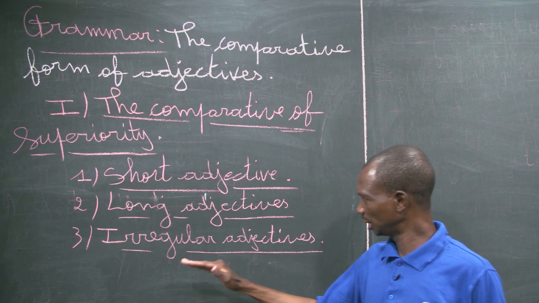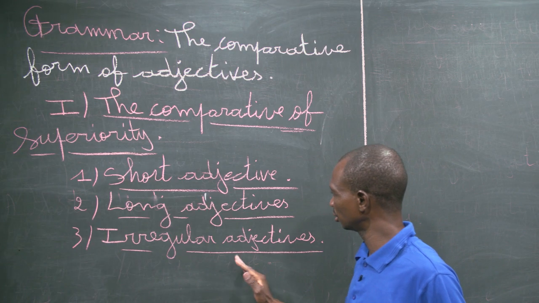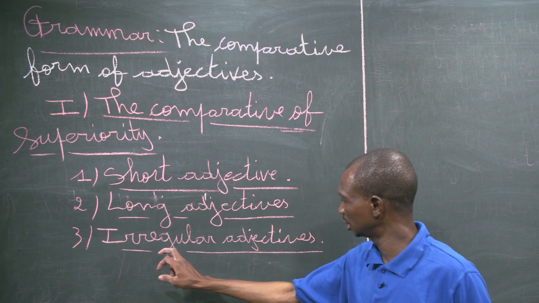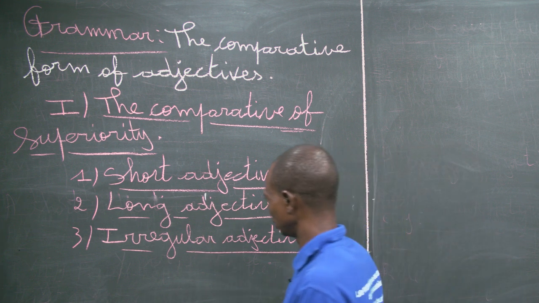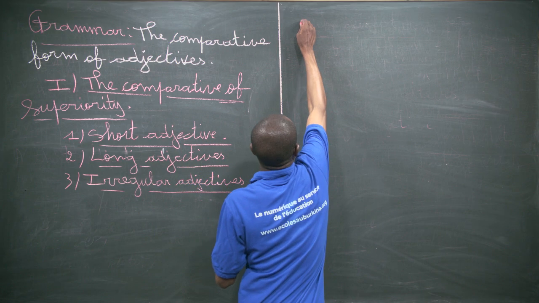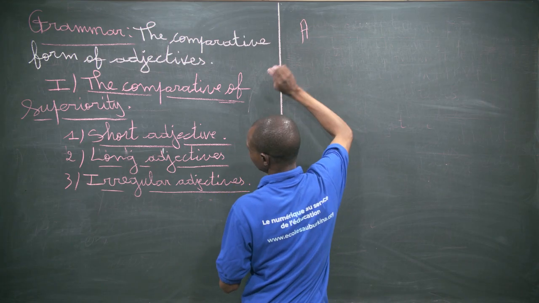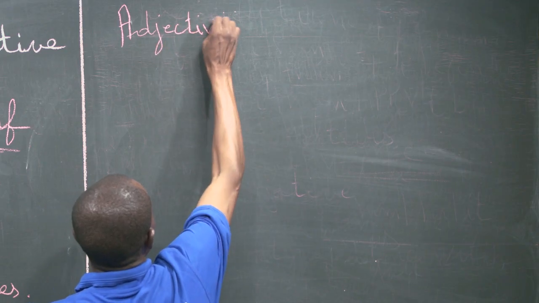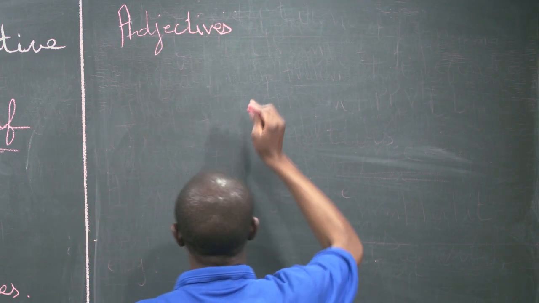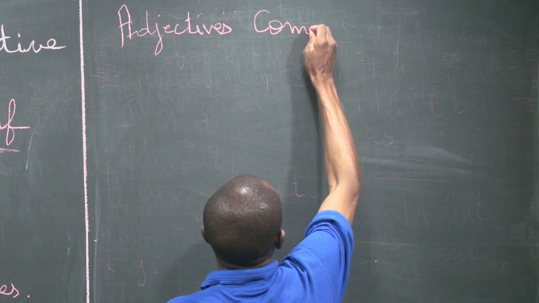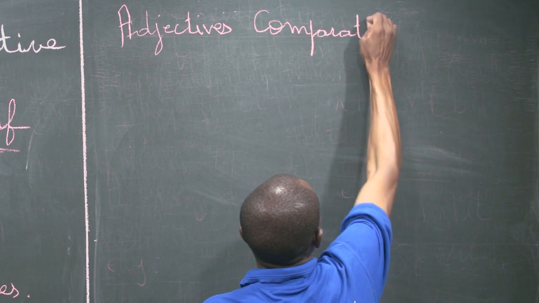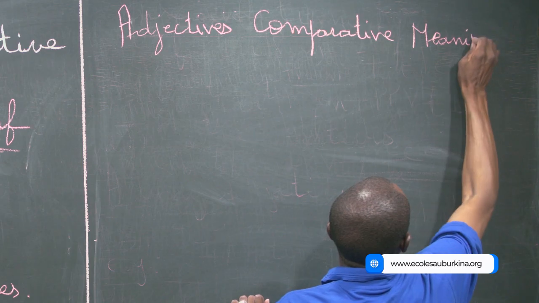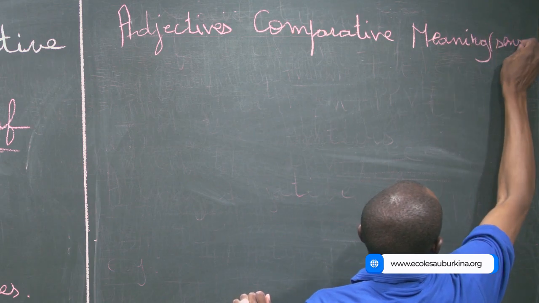Donc, on doit les apprendre par cœur parce qu'il n'y a pas de formule, donc, en ce qui concerne les comparatifs de supériorité avec les adjectifs irréguliers. Okay. Here then is the list. Okay, adjective. Examples of adjectives that we are going to give, and here it will be the comparative, and after the comparative we are going to give the meaning in French.